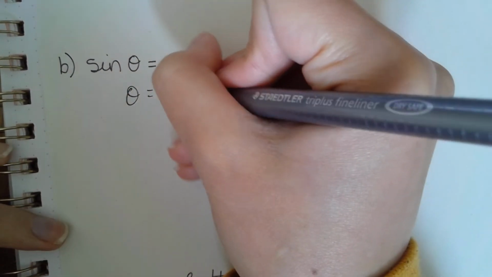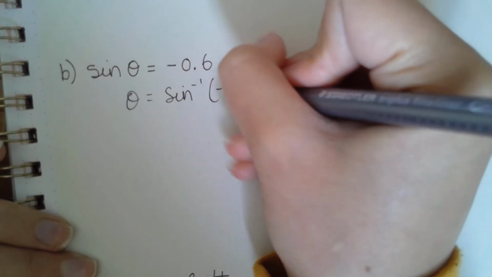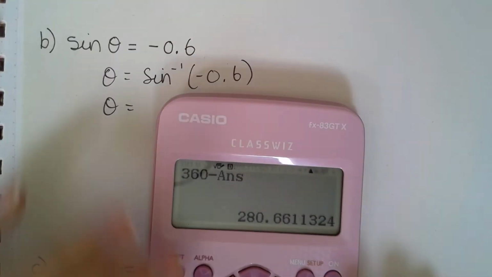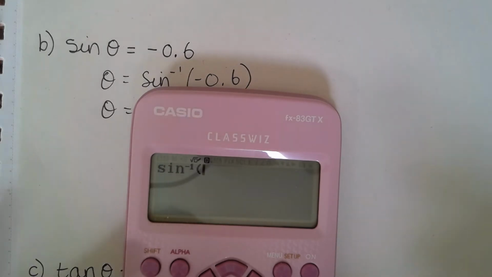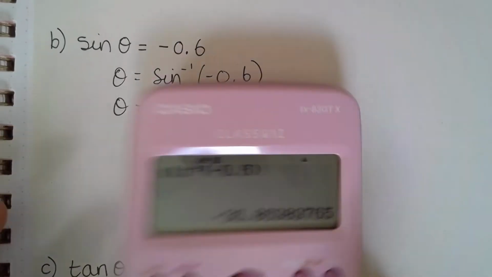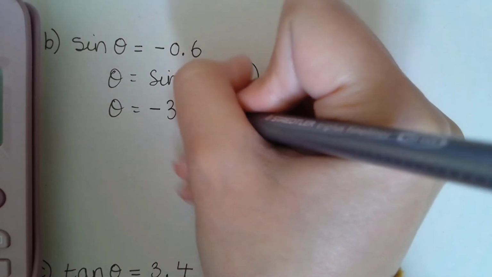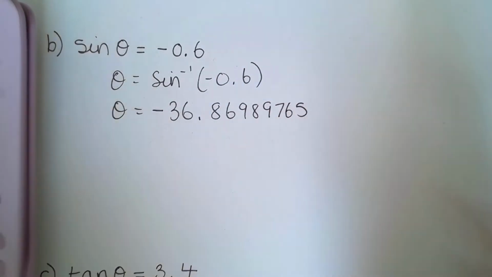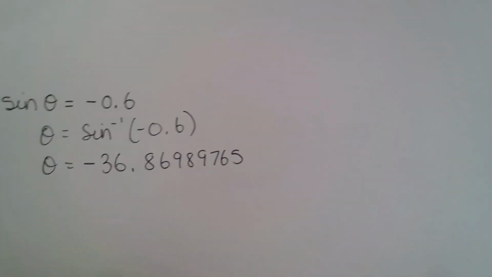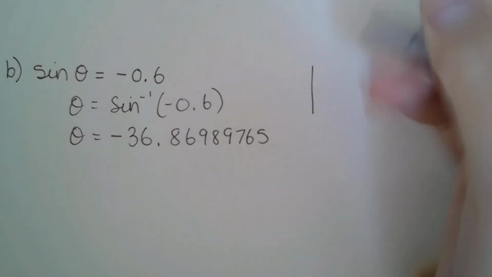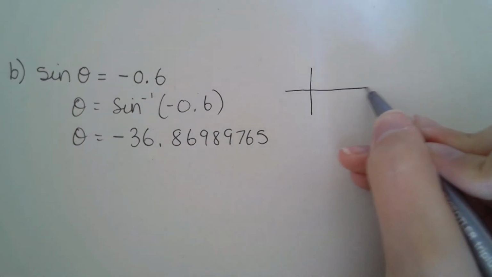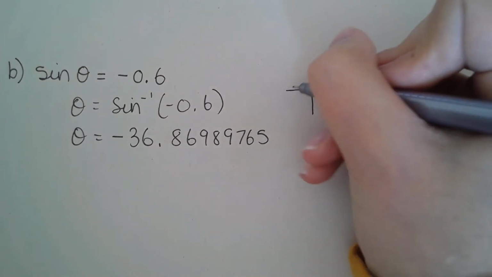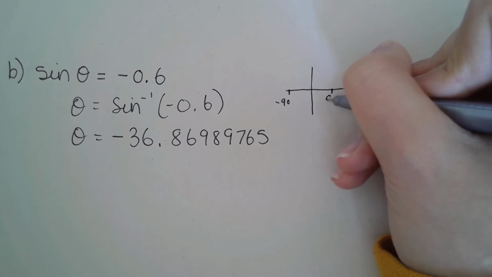Okay, next one, sine theta equals negative 0.6 this time. So theta equals sine inverse of negative 0.6, which is minus 36.86989765. Even though my solutions are between 0 and 360, I'm going to draw it between negative 90 and 360 because my solution is less than 0. So it's going to help me.